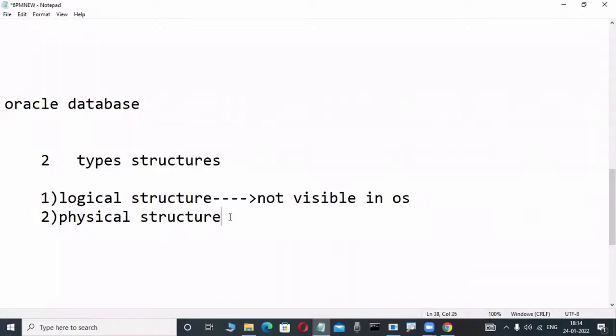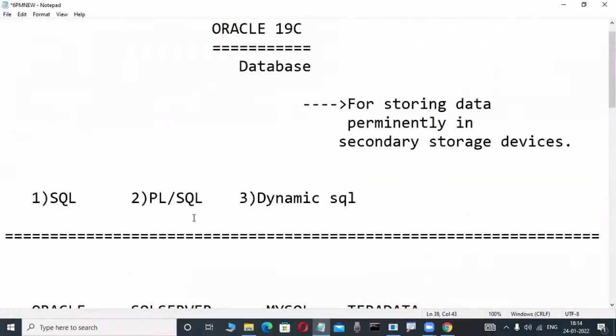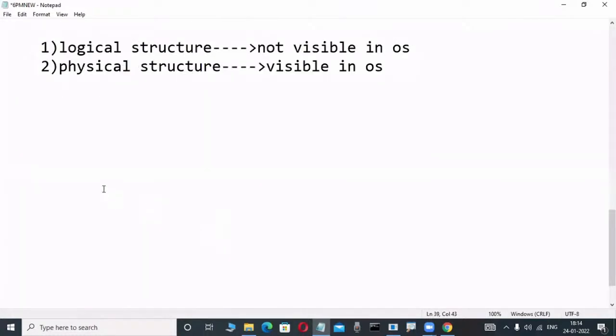A physical structure means whenever we install Oracle, SQL Server, DB2, these softwares, three physical files are created automatically, as I told you in previous classes. That's why a structure which is visible in the operating system is called a physical structure. All these things I told in the previous class. Don't worry. Now observe here.